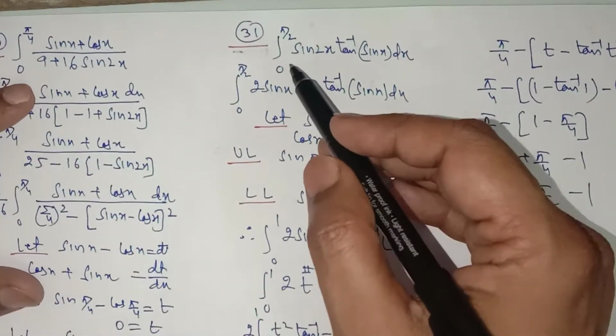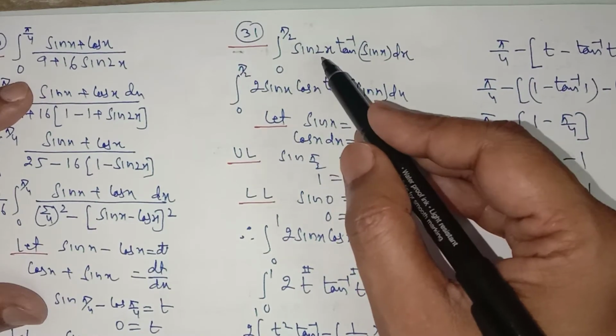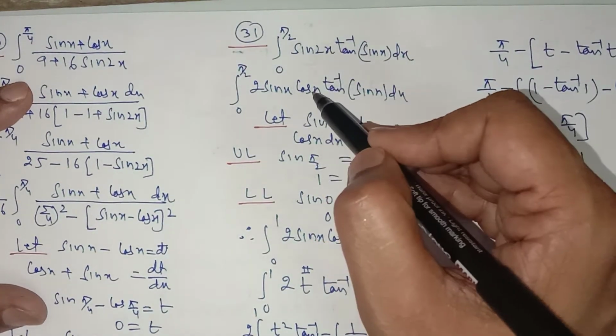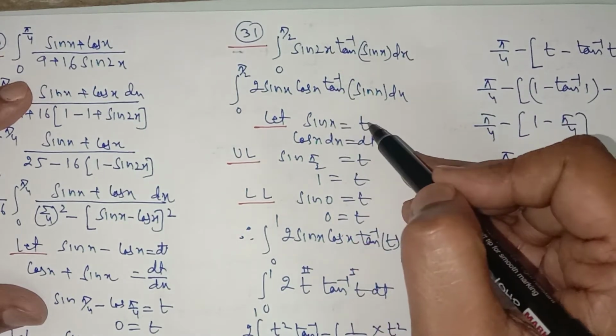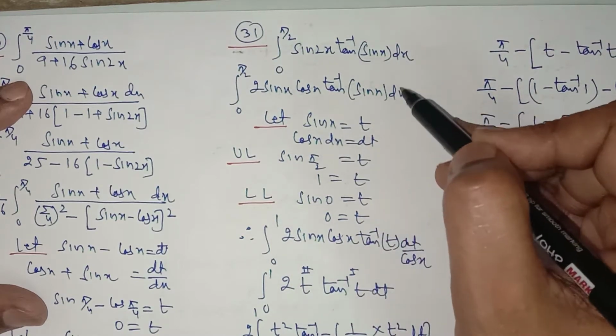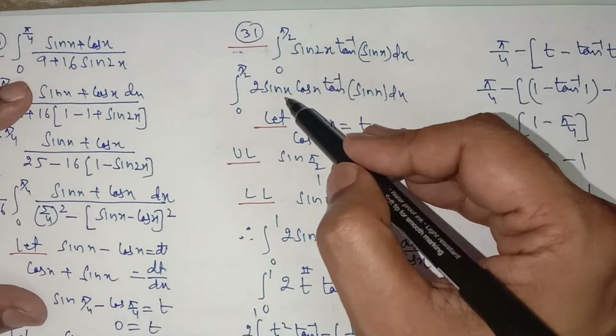Now question number 31, it is sin 2x. In place of sin 2x, you write 2 sin x cos x, because when you let sin x equal to t, this cos x will be cancelled out. So let sin x equal to t, dt upon dx will be equal to cos x. When you replace dx, which is equal to dt upon cos x, the cos x will be cancelled out.